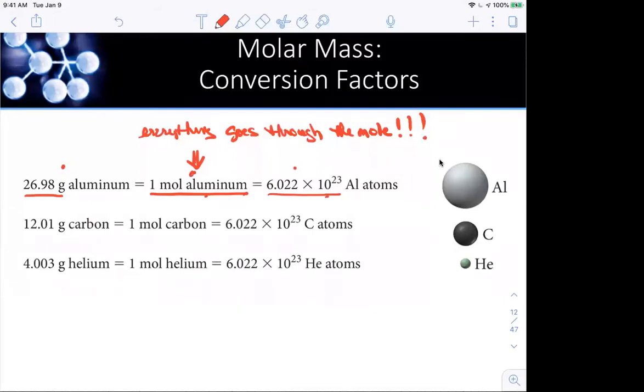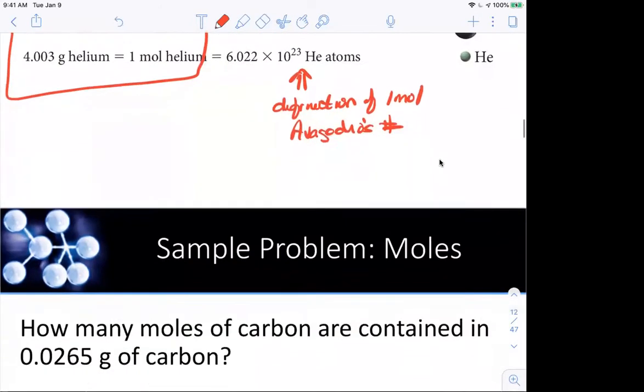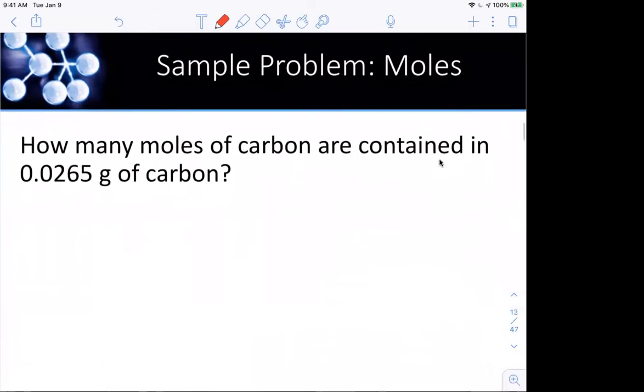Again, these are all values that are taken off the periodic table for those particular elements. This is the definition of 1 mole, which is Avogadro's number. Okay, so let's practice. How many moles of carbon are contained in 0.0265 grams of carbon? So I'm given 0.0265 grams of carbon, and I want to go to moles.